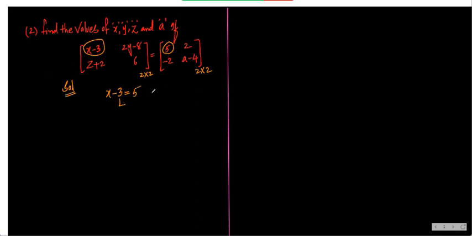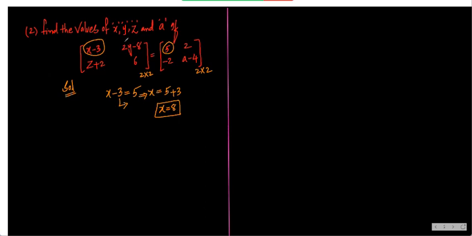Minus 3 we can bring that side. Then x is equal to 5, and minus 3 will go that side and becomes plus. Then we can say 5 plus 3, 8. So x value is 8. First value we got.